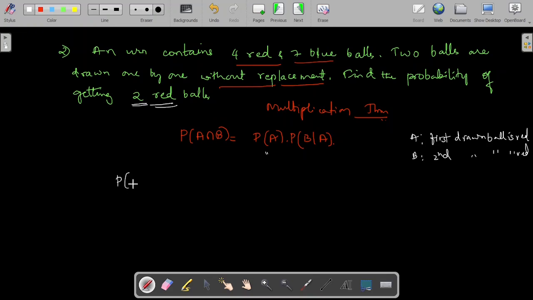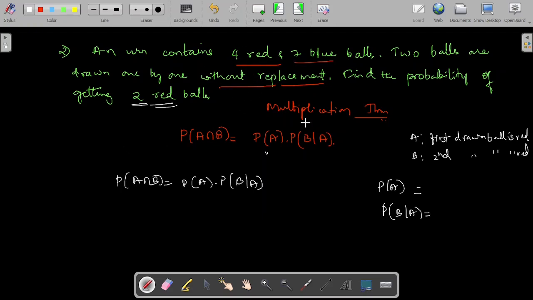We have to find out now P of A intersection B equal to P of A into P of B, given that A has occurred. Now you have to find out what is P of A and what is P of B, given that A has occurred. Now it is given without replacement. That means once you have drawn a ball, you are not putting that ball back into the box. Hence, for the next draw, the chances will be less.